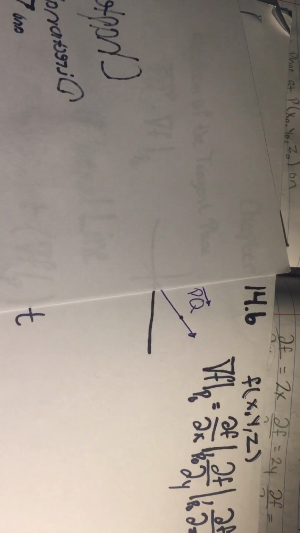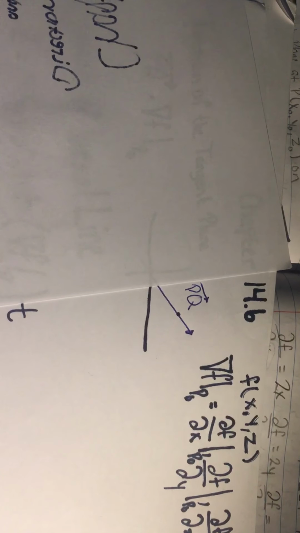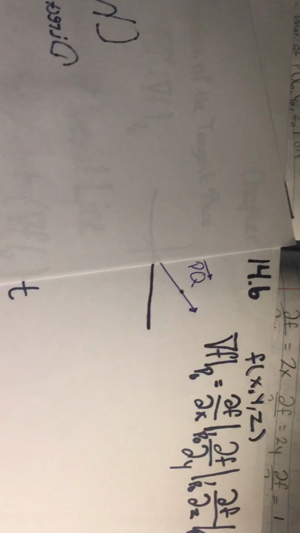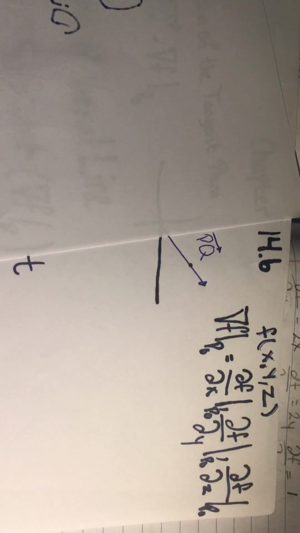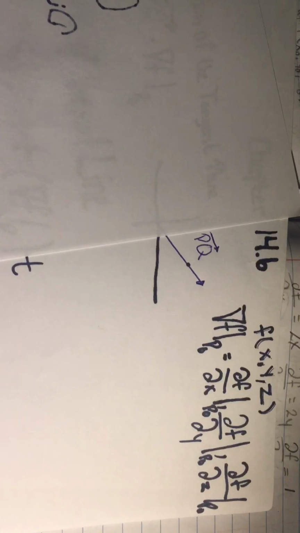Then you evaluate it at your point that'll be given in your problem. Then you do the same for y. You'll find your ∂f/∂y, and evaluate it at its point as well, and do the same for z.